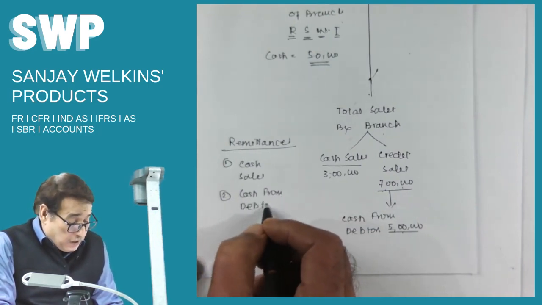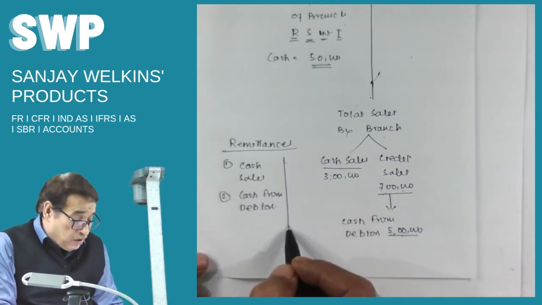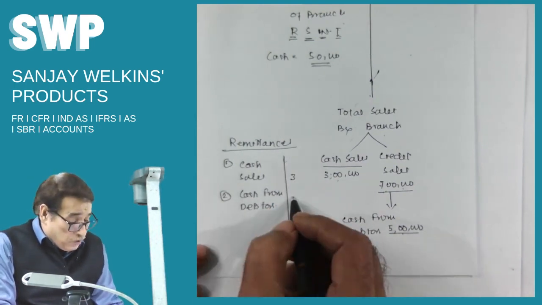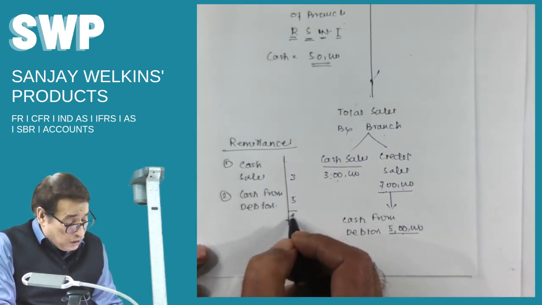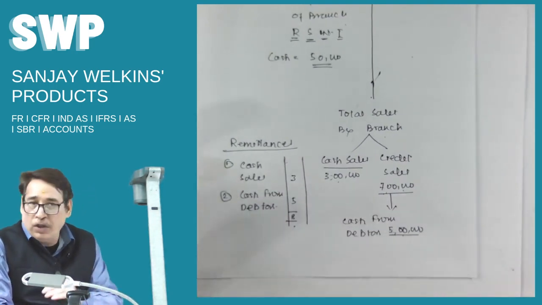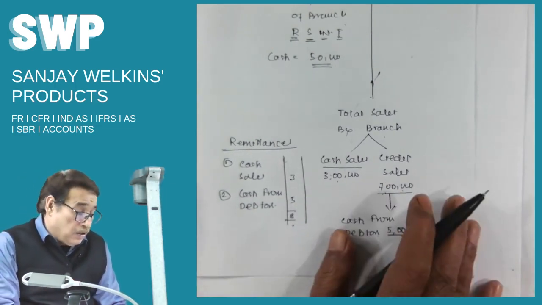Remittances signifies total cash collected by branch, and branch will collect the cash through cash sales in the form of 3 lakh and from debtors 5 lakh. So total remittances will become 8 lakh. So this much cash will be sent by branch to the head office. Is it clear to you or not? So these are the information.